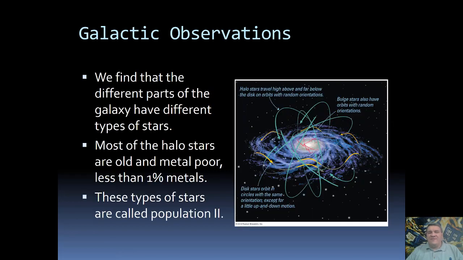Now we find that we actually have different types of stars in different regions of the galaxy. When we look out at the halo, so again, this is the region that surrounds the rest of it, we find stars that are generally old and metal poor. What we mean by metal poor is that there's less than 1% metals. And remember, we mentioned previously that in astronomy there's hydrogen, helium, and the metals. Metals are everything other than hydrogen and helium. So these stars that are relatively old and metal poor are referred to as population 2 stars. Population 2 stars are old and metal poor and generally found in the halo of our galaxy.